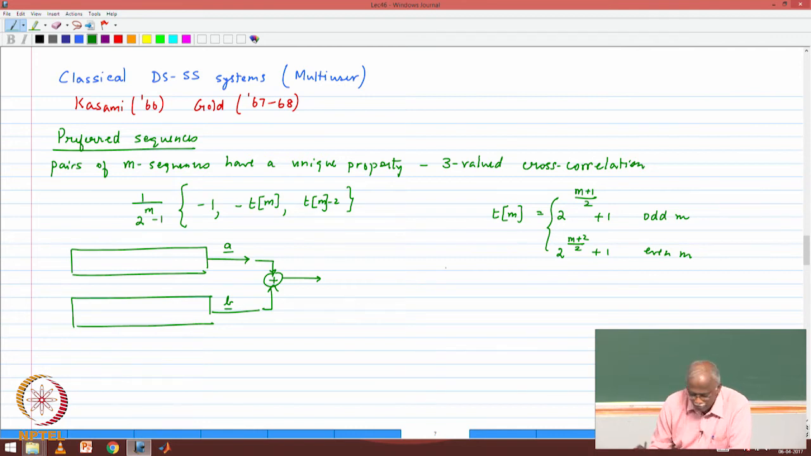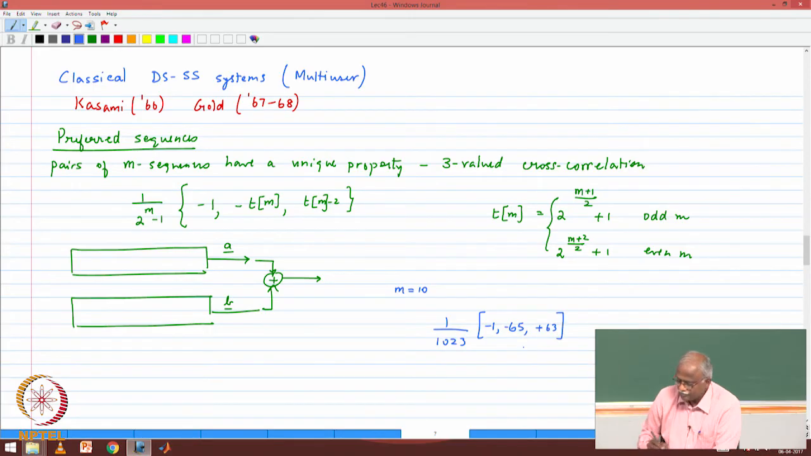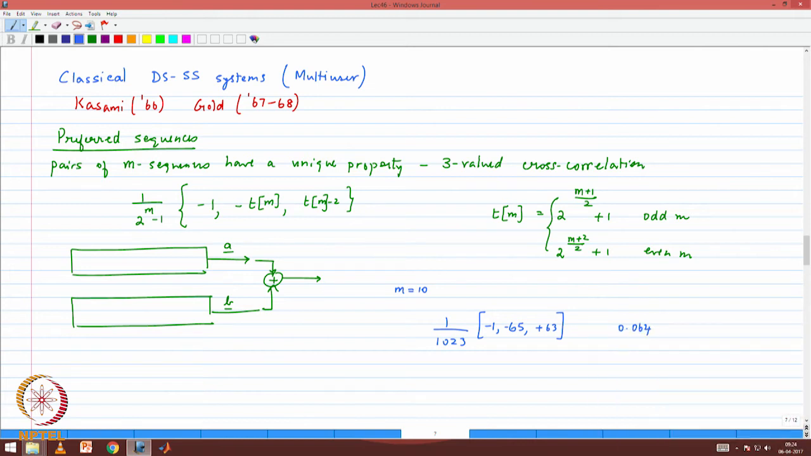Basically, just so that you get a feel for the numbers, if you take m equal to 10, so it will be 1 by 1023. What are these correlation values? It is -1, it is minus 65 or plus 63. Okay, so 65 by 1023 is 0.064. This is a reasonably low cross correlation. So what we are saying is that Kasami and Gold came up with a set of sequences which guaranteed you that the cross correlation is going to be good. So which means that you could use them.